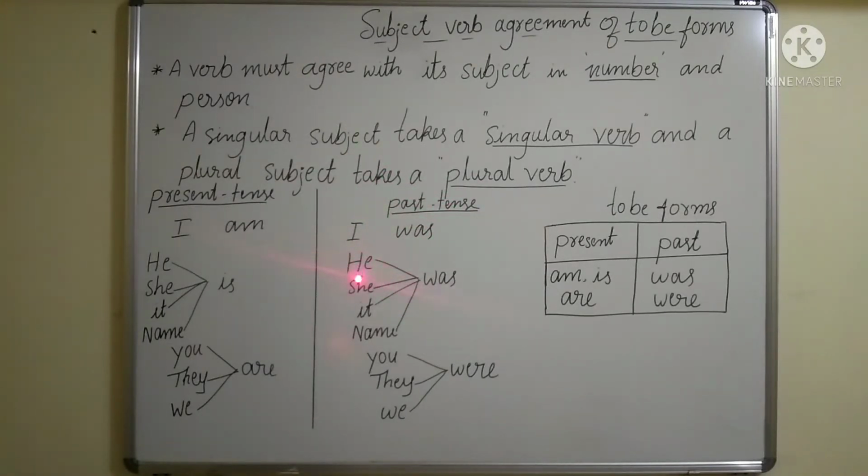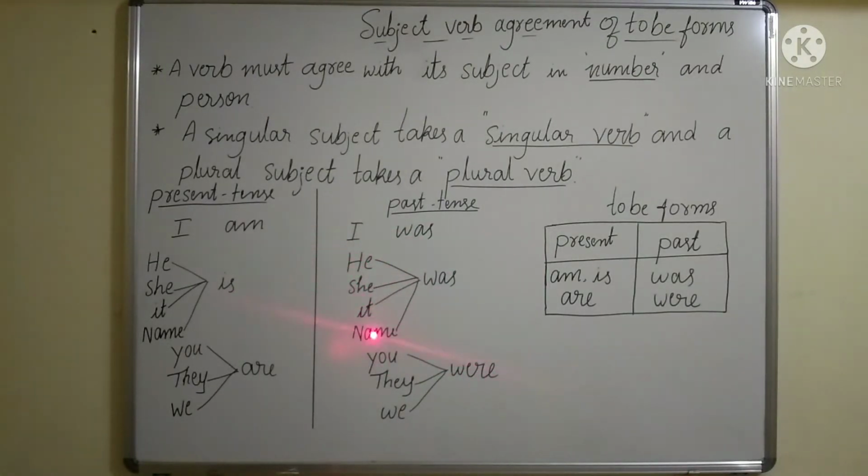Next, second person here. You were. There is no change of to be form here. We will use were. You were. Here you are, isn't it? Yes, we have used you are in present tense. You were. Okay. Are will become were. This is the second person. This is the first person, I was. You were. Next, third person.